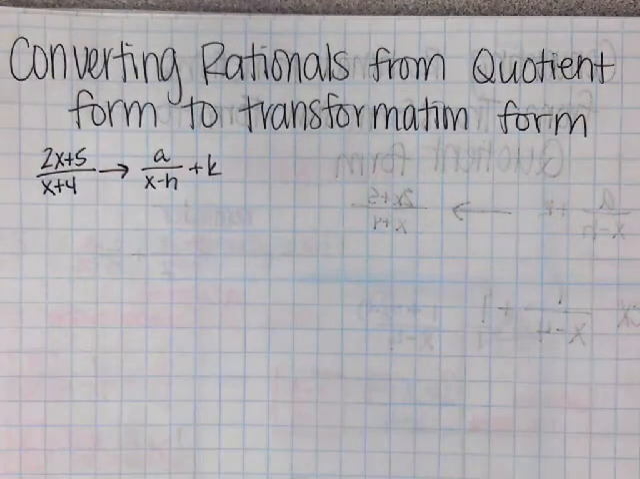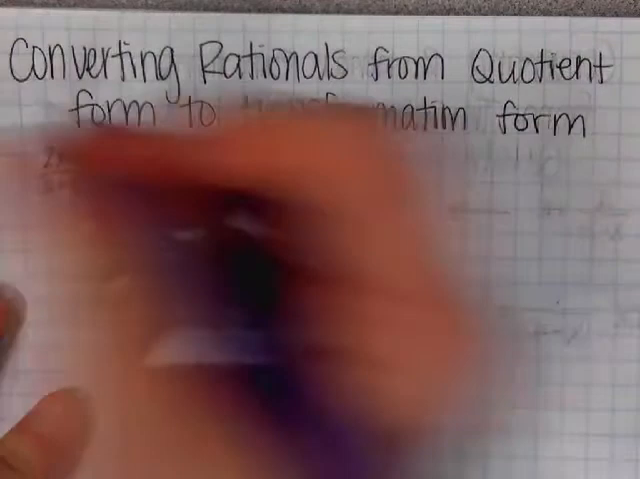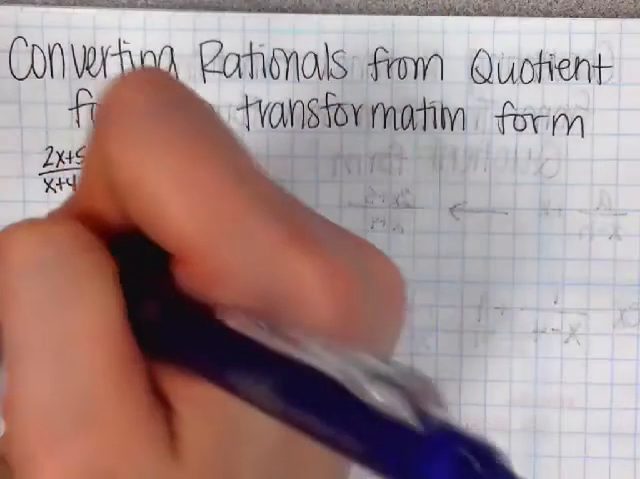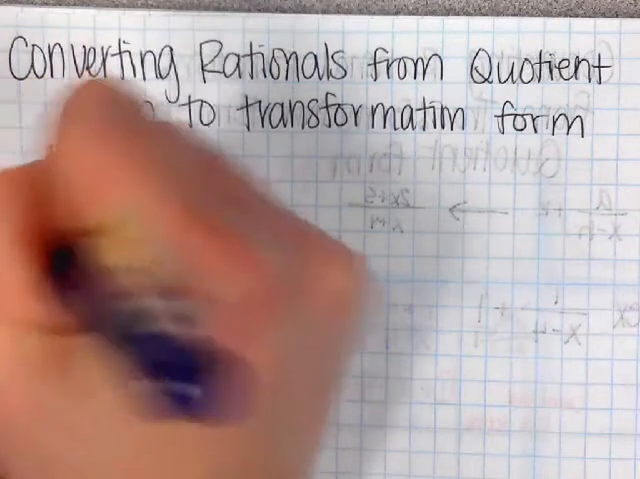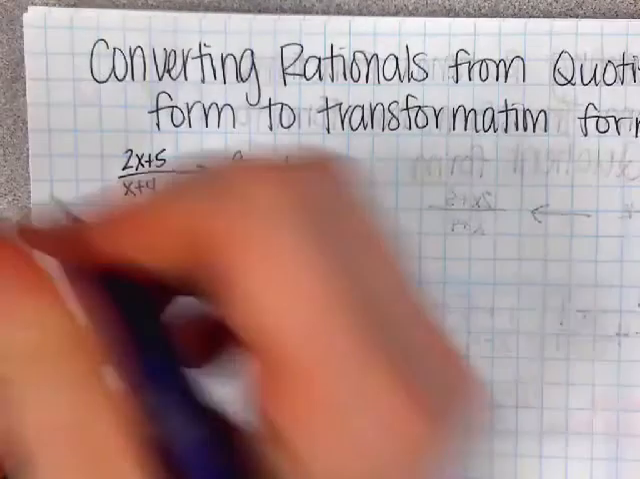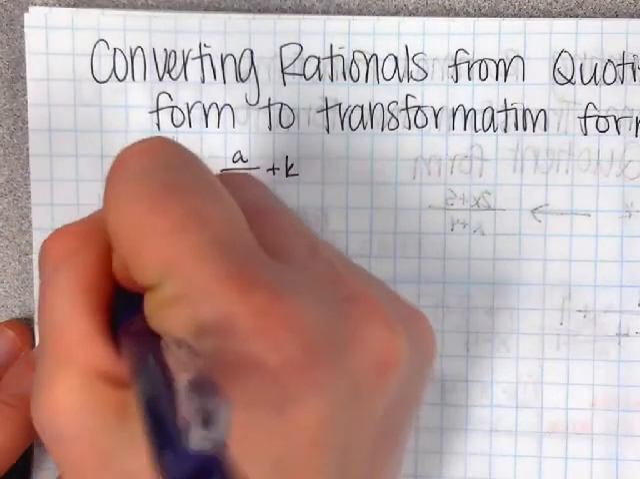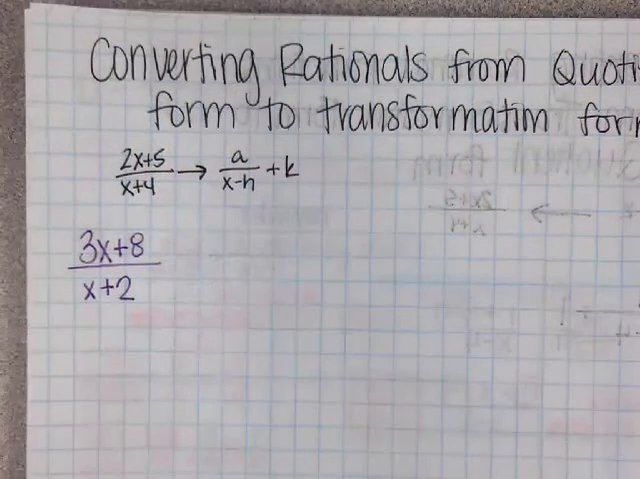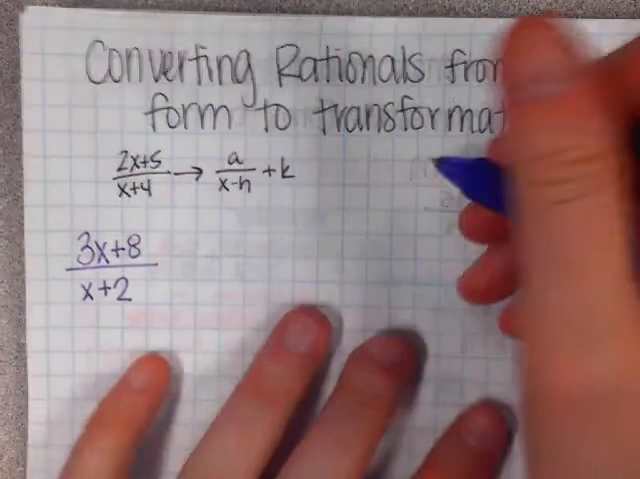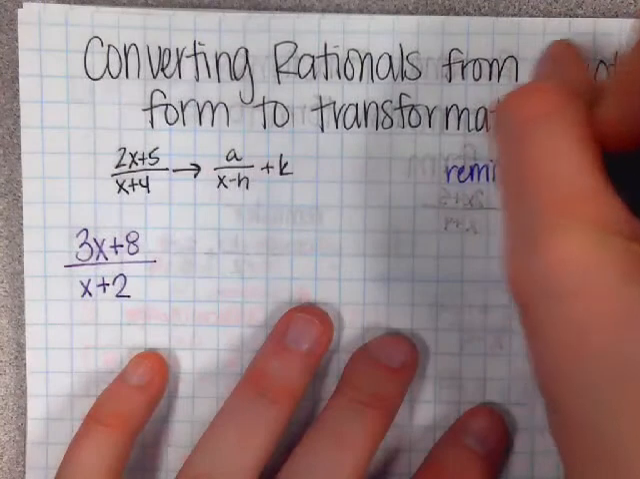So the way you're going to have to do this is you're going to be dividing. So if I have (3x + 8)/(x + 2), you're going to have to divide that. So let me just remind you of division real quick. So, reminder, just like I did on the last one.